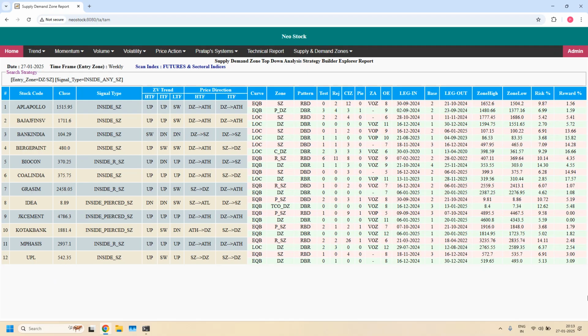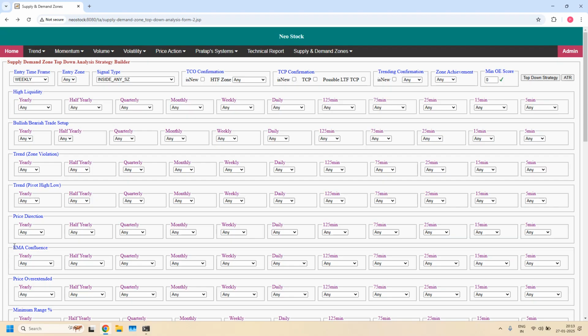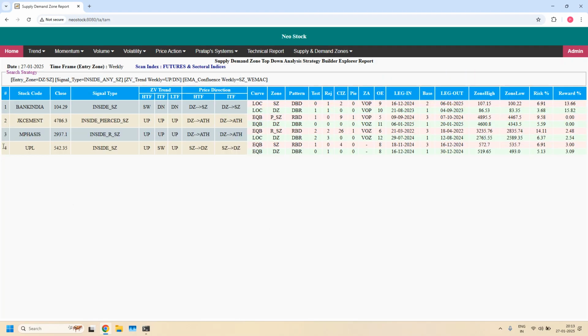Out of these 12, how many of these weekly supply zones are having weekly EMA Confluence? Let us verify. In the EMA Confluence at weekly time frame, I am setting the filter. Weekly supply zone having weekly EMA Confluence, and the trend on weekly time frame, I am selecting up or down. With these filters, I got 4 stocks. So this is about price closed inside the weekly supply zone, and those supply zones are having weekly EMA Confluence.